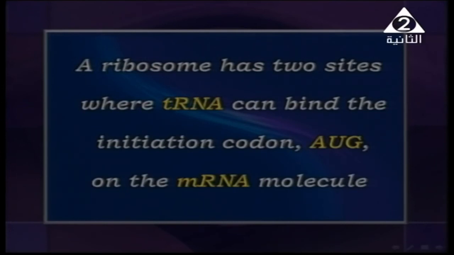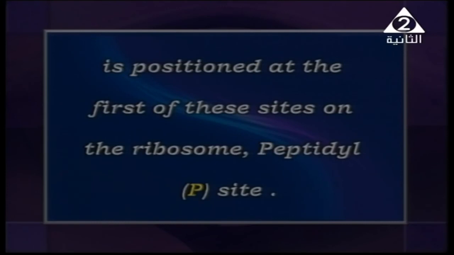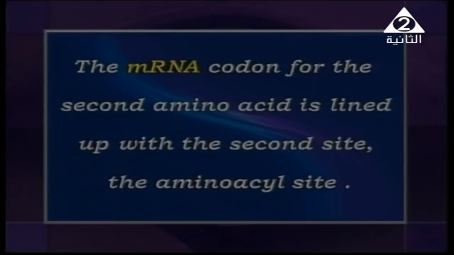We said before the ribosome has two sites where transfer RNA can bind. The initiation codon AUG on the messenger RNA molecule is positioned as the first of these sites on the ribosome, the peptide P site. The messenger RNA codon for the second amino acid is lined up with the second site, that is called the aminoacyl site.